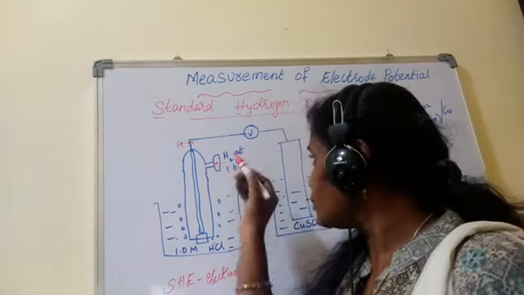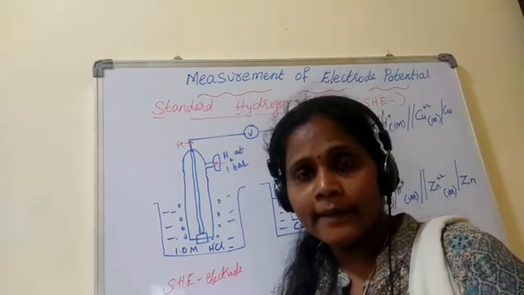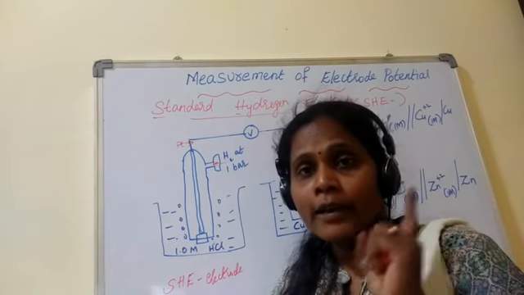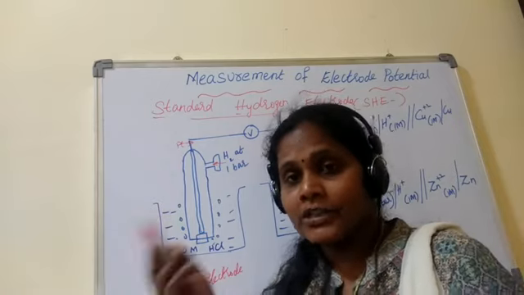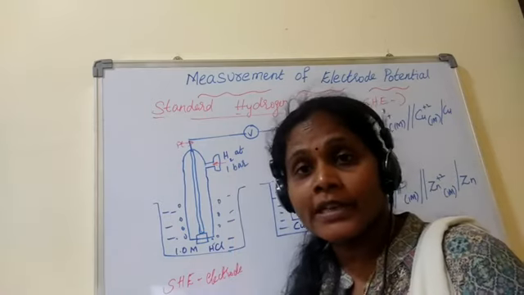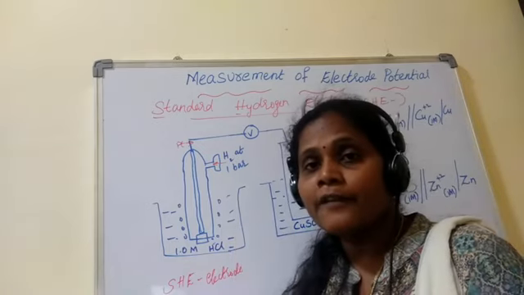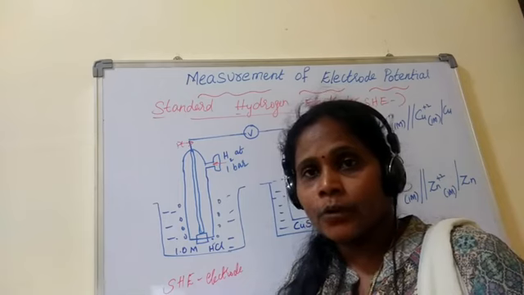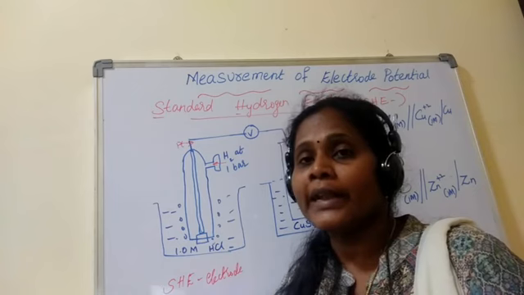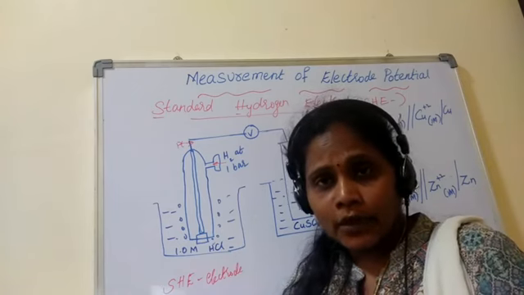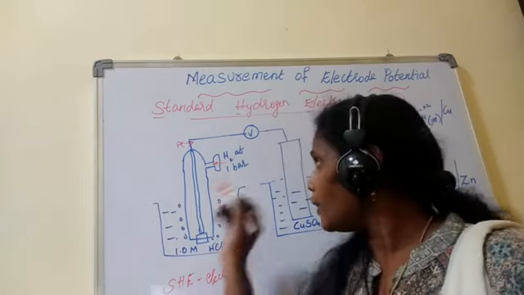H2 gas, at 1 atmospheric pressure or 1 bar pressure, because I have to maintain standard electrode potential conditions, 1 molar. But gaseous concentration is measured in pressure. Therefore, 1 bar pressure I have to take. For liquids you will say 1 molar. That will give you the standard electrode potential at room temperature, that is 298 Kelvin, and 1 molar concentration. Whatever potential you get, that is called standard electrode potential. Therefore, I am maintaining that.